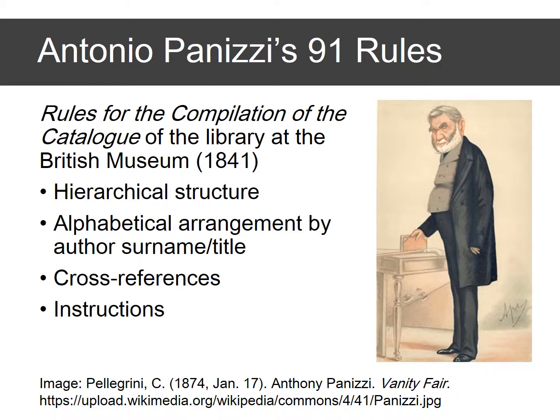Panizzi's rules are outlined in the preface of the first and only volume of his book catalogue of the British Museum's library collection. It codified the best practices at the time, with some practices dating back as far as the catalogues of medieval monasteries. His catalogue was hierarchical in structure, with works arranged alphabetically by title, author, surname, what would later be called main entry. Panizzi also used cross-references to indicate relationships between works and secondary authors.